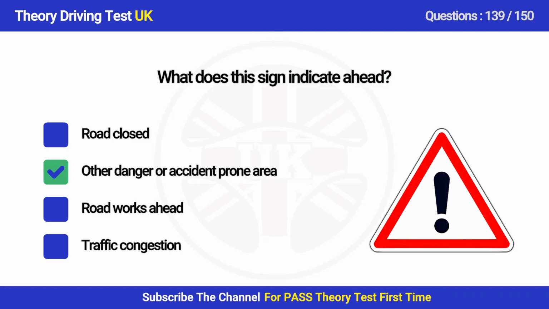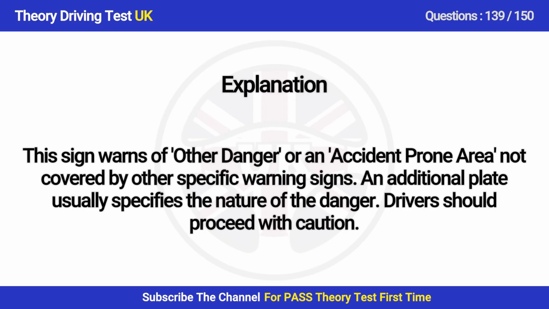Answer is B. Other danger or accident-prone area. This sign warns of other danger or an accident-prone area not covered by other specific warning signs. An additional plate usually shows the nature of the danger. Drivers should proceed with caution.